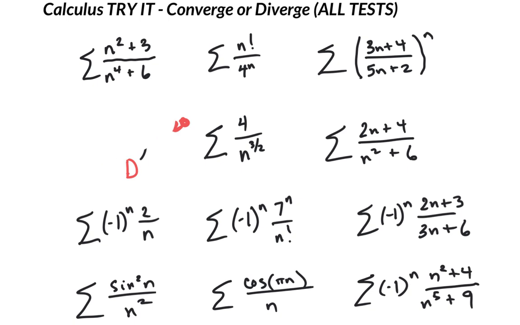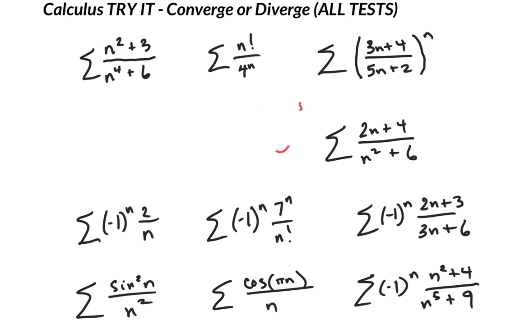Next up, let me get rid of that so I have some room to work. Next up, we've got 4 over n to the 3/2. Whenever you have a plain number on top, and on the bottom it's n to a power, this is what's called a p-series. And a p-series all hinges on that exponent. The exponent must be greater than 1 to converge. 3/2 is greater than 1. This converges.